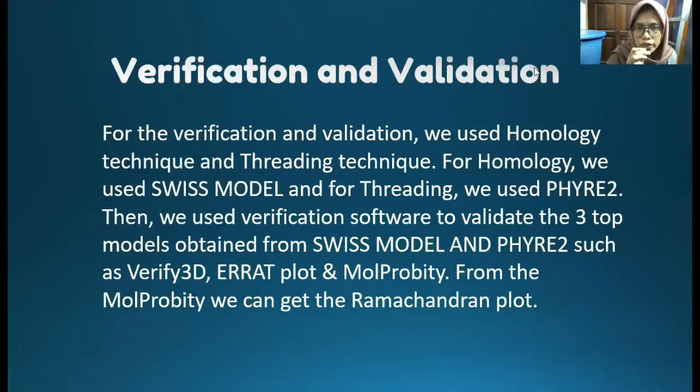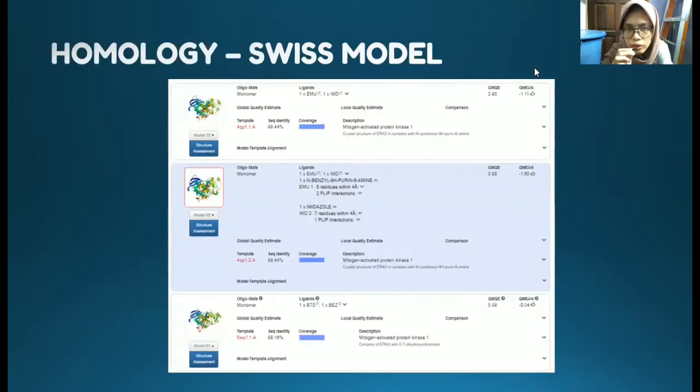And today I'll be explaining about the verification and validation of our protein named 5V61, which is the HIV P80 protein type. Okay, for the verification and validation, we use homology technique and grading technique. For homology, we use Swiss model, and for grading, we use Pivot2. Then we use verification software to validate the top three models obtained from Swiss model and Pivot2, such as Verify3D, ERRAT plot, and MolProbity. From the MolProbity, we can get the Ramachandran plot.